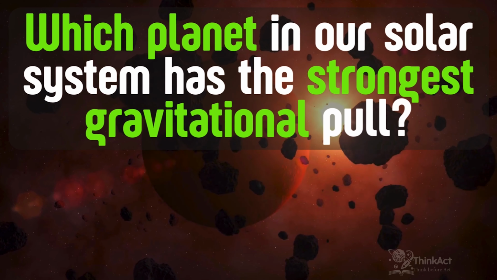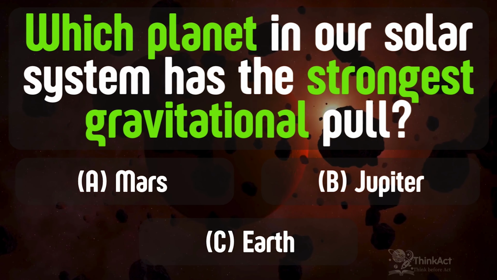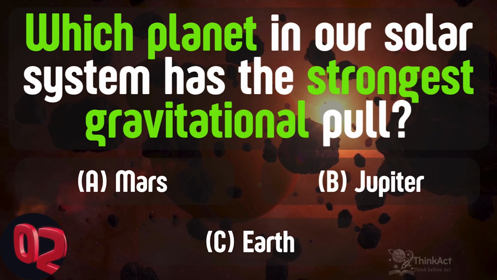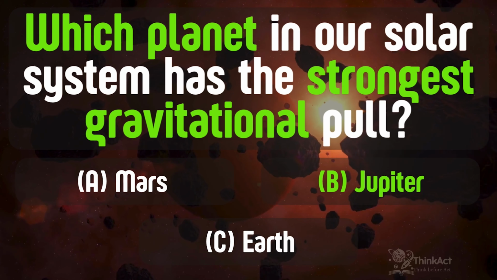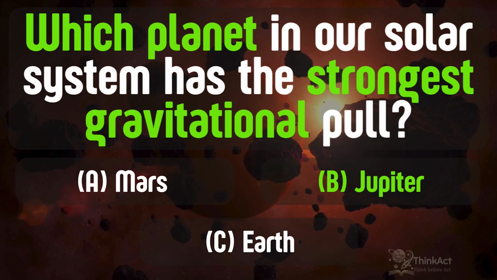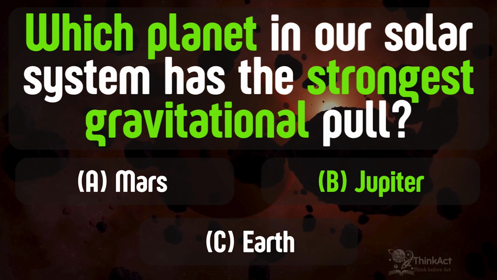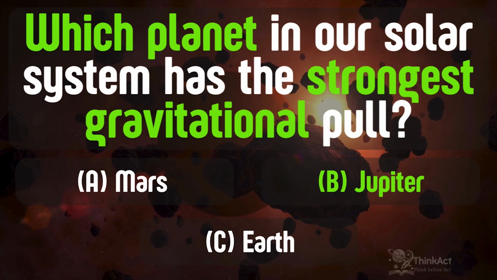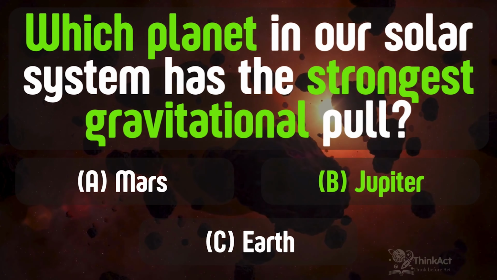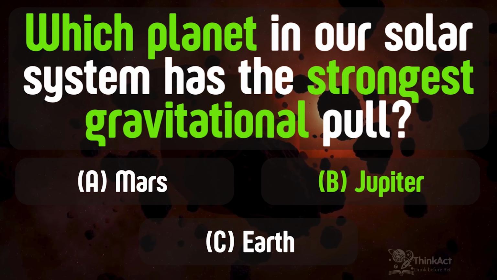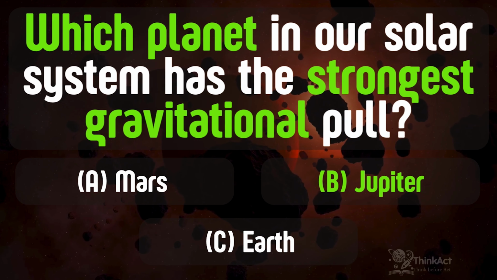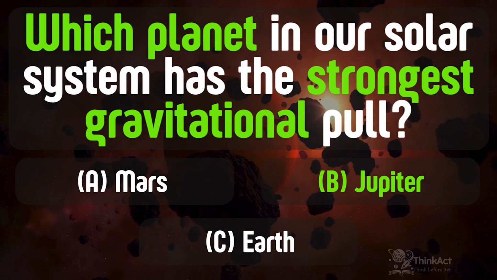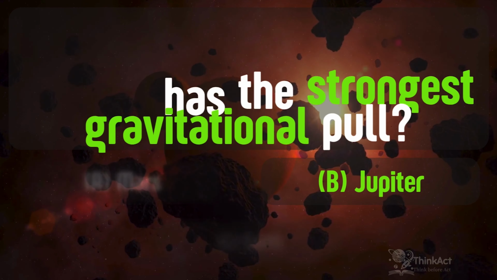Which planet in our solar system has the strongest gravitational pull? The answer is option B, Jupiter. Jupiter has a surface gravity of 24.79 meters per second squared, or 2.528 g. This is nearly 3 times that of Earth. Jupiter's great surface gravity is likely caused by its size, as it is the largest planet in the solar system.